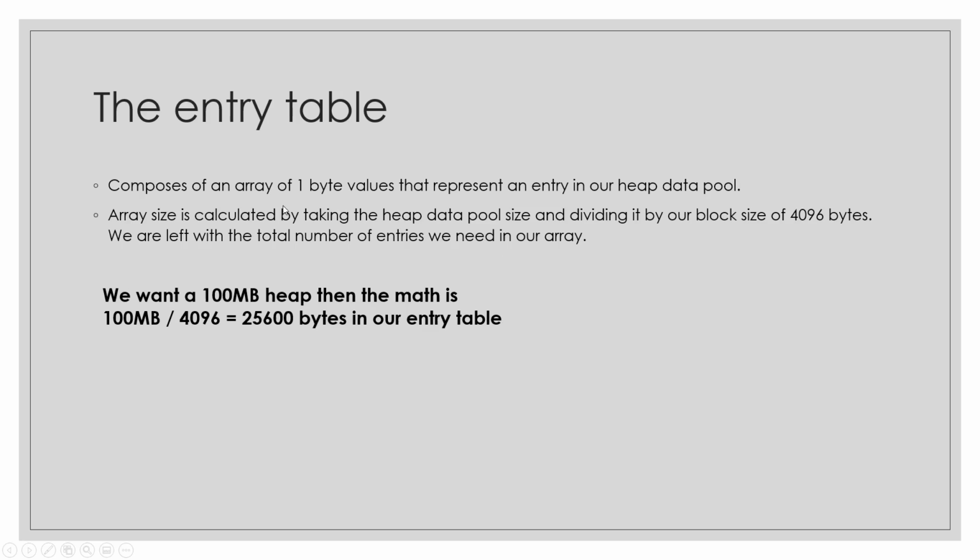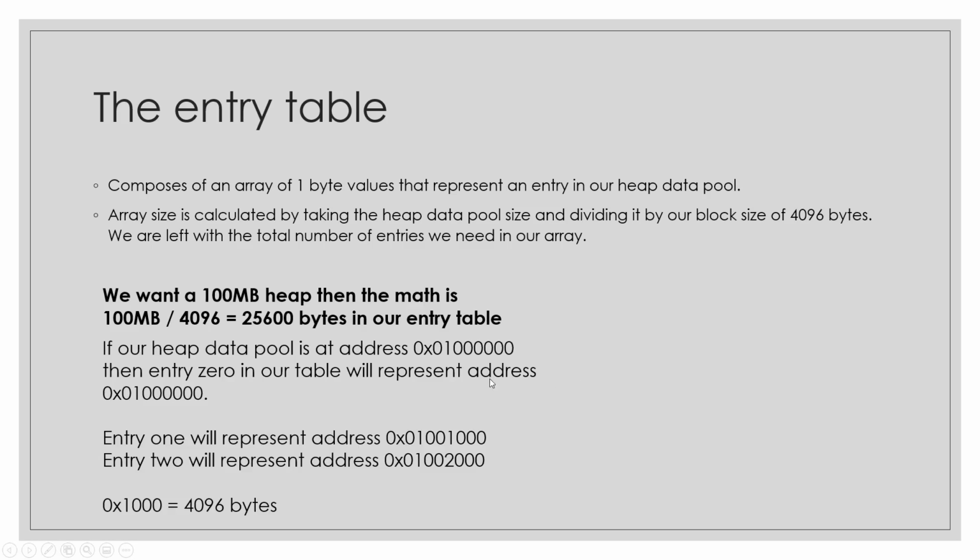So our entry table is composed of an array of 1 byte values that represent an entry in our heap data pool. Array size is calculated by taking the heap data pool size and dividing it by our block size of 4096 bytes. We are then left with the total number of entries we need in our array. So for example, if you want a heap that can store 100 megabytes of data, then we do 100 megabytes divided by block size, in our case 4096, and that will give us 25,600 entries in our entry table. Because each entry is only 1 byte, that means our table will be 25,600 bytes in size. And this entire table will describe how the 100 megabytes is allocated and what is free in that heap data pool for us to allocate to someone else.